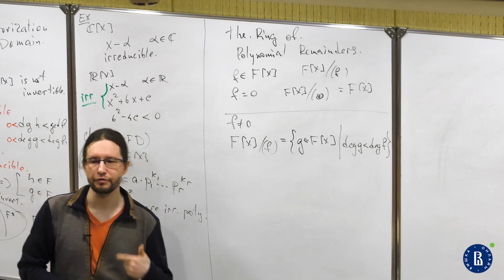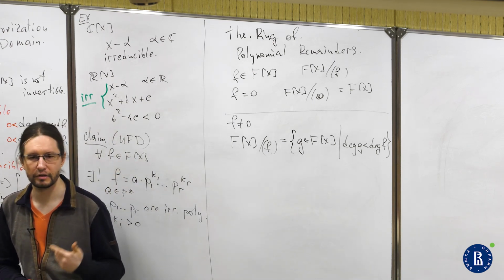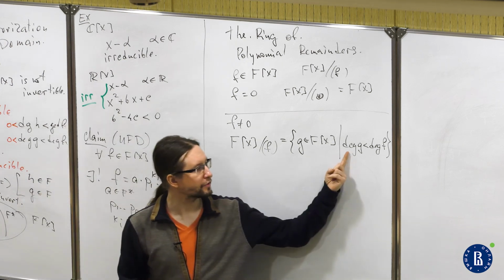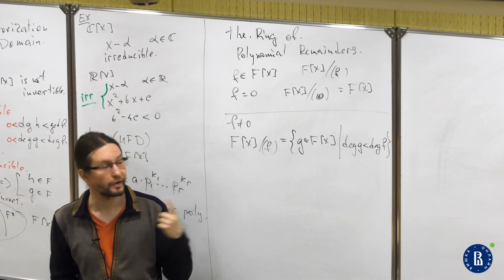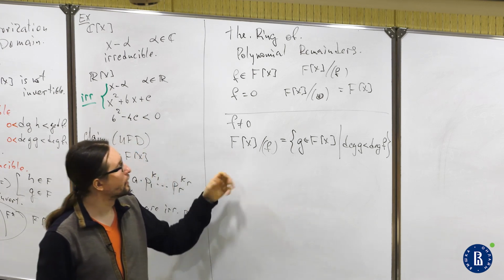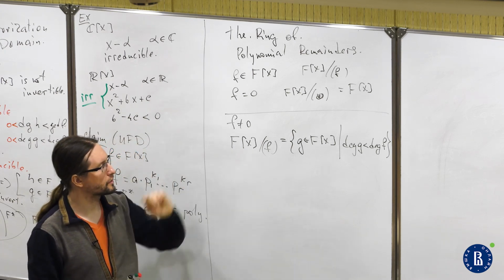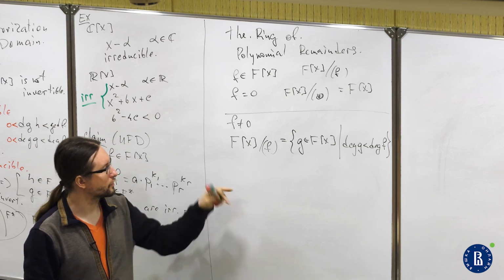Basically, this is the set of remainders modulo f, because every remainder, by definition, has degree strictly smaller than the degree of the divisor. Now, okay, so this is the set. So this is our set.